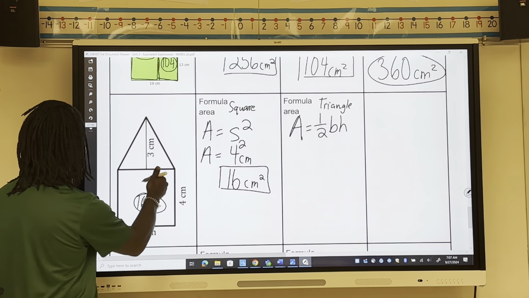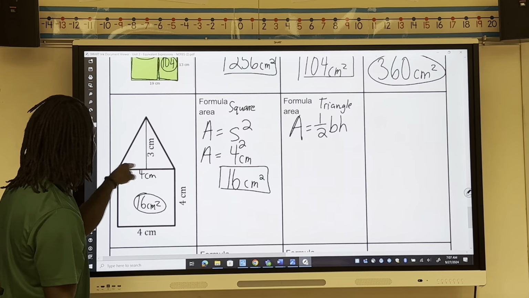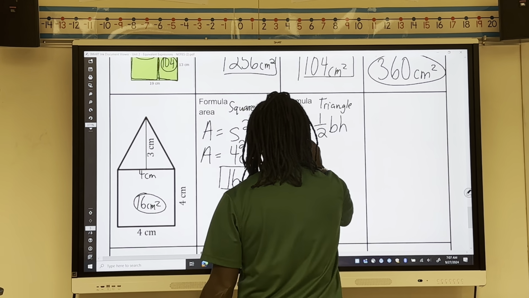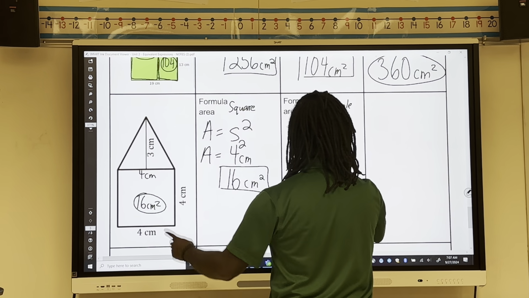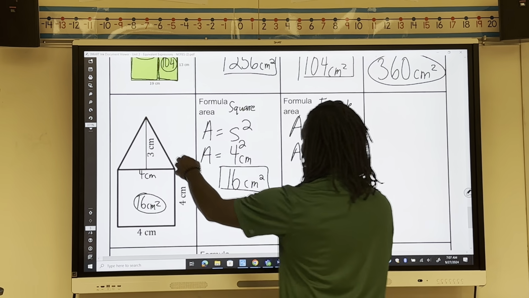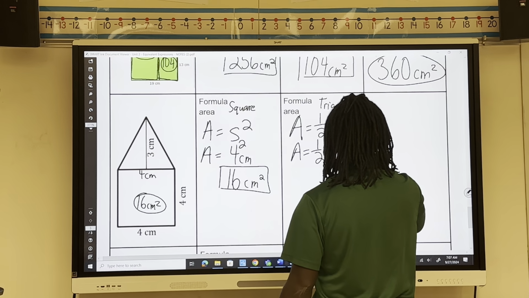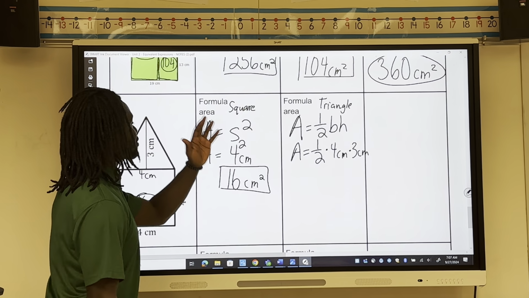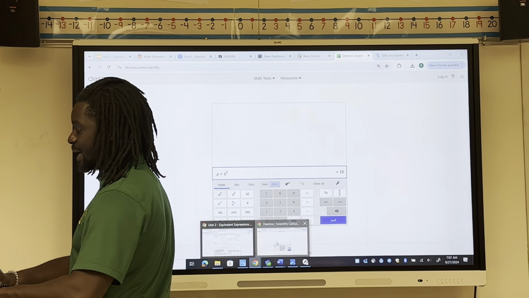Okay, so if this is 4, I also know this is also 4, and that is the base of my triangle. So I'm going to take my formula over here, 1/2 times the base, which is 4 centimeters, times the height. Remember, height is always straight up and down. It's like how tall you are, right? 3 centimeters. And then I'm going to multiply those.